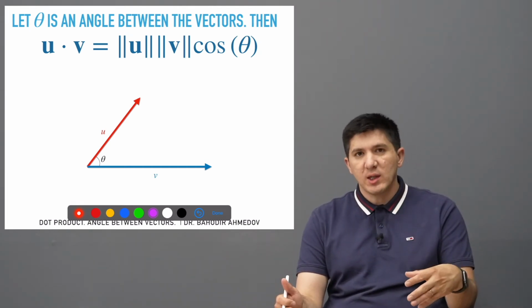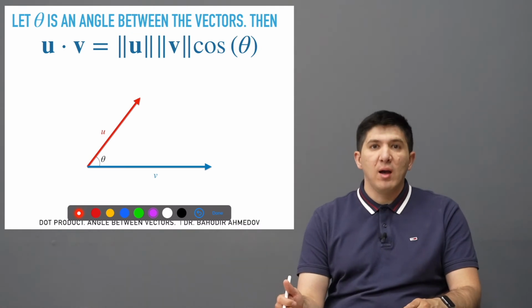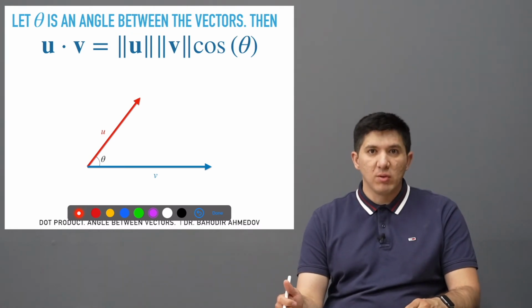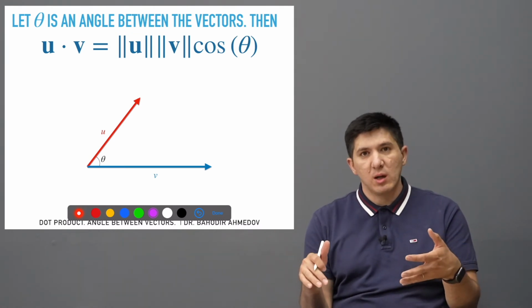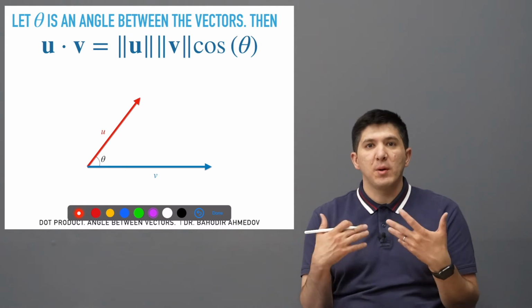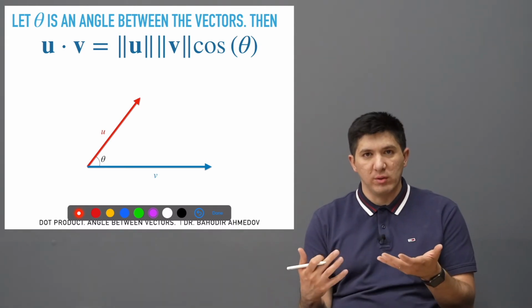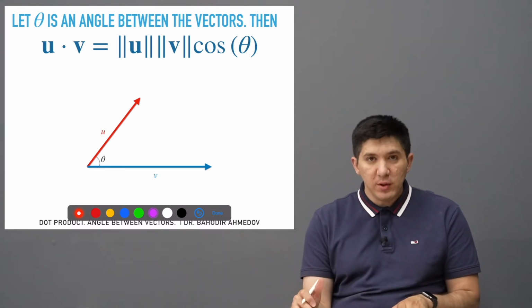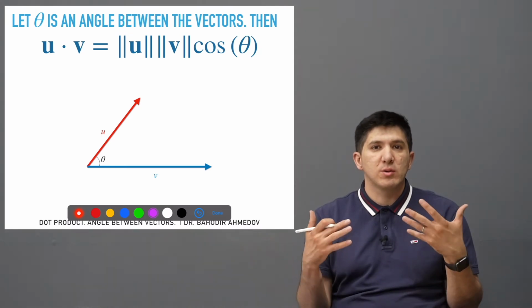This equation enables us to find angles between two vectors, and also to determine so-called perpendicular vectors, or orthogonal vectors. In order to prove that, we are going to create a triangle.